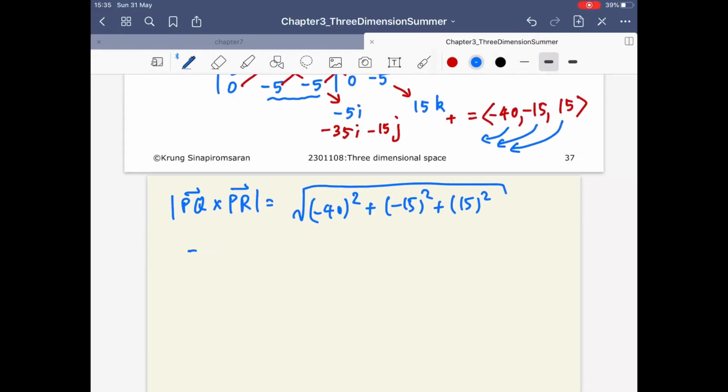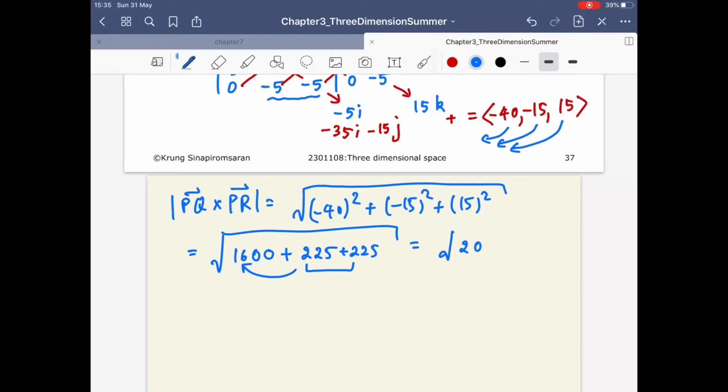Okay, so this is a square root of 1600 and 225 and 225. Okay, so you have 450. So you got a square root of 2050.